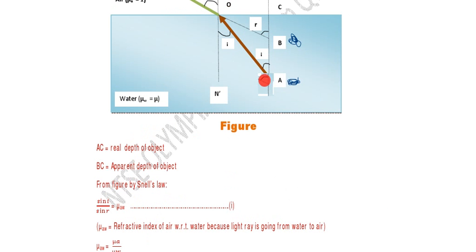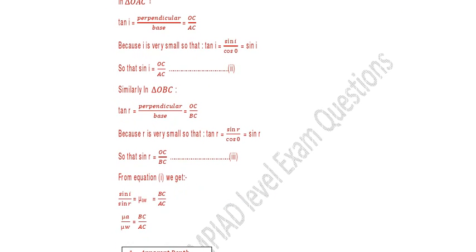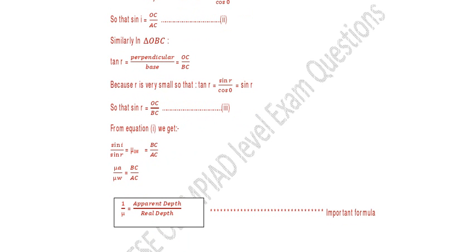Similarly, there is a triangle OBC. In this triangle OBC, when I determine the value of tan R, tan R will be equal to perpendicular by base, meaning OC divided by BC. Again, considering R a very small angle, tan R will be equal to sin R. So I will get sin R is equal to OC upon BC.